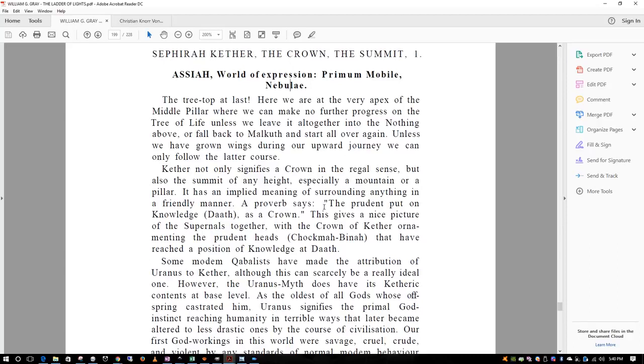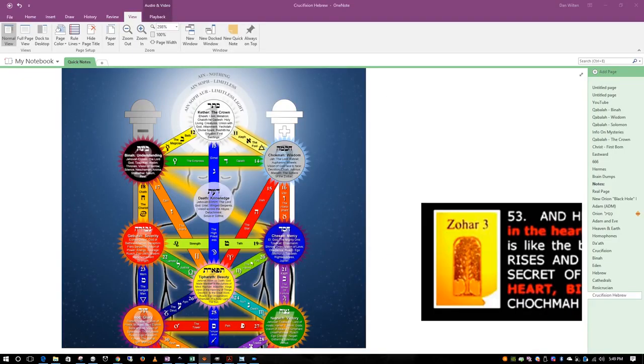A proverb says, the prudent put on knowledge, Da'ath, as a crown. This gives a nice picture of the Supernals together, with the crown of Kether ornamenting the prudent heads, Chokmah and Binah, that have reached a position of knowledge at Da'ath. So now, once again, let's take a look at Da'ath, knowledge. This area right here needs to move up to this area right here so that it can combine understanding and wisdom together. At that point, you get a crown, and that crown is the crown of Kether.